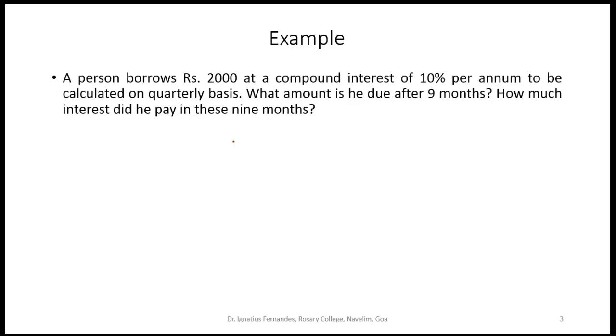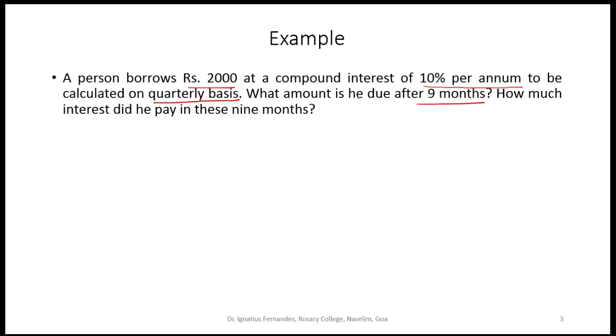Let us say I have this example. A person borrows rupees 2000 at a compound interest of 10% per annum to be calculated on quarterly basis. What amount is due after 9 months? How much interest did he pay in these 9 months?